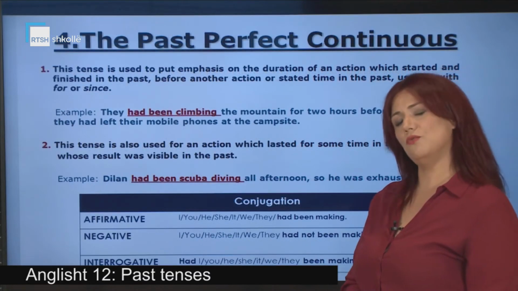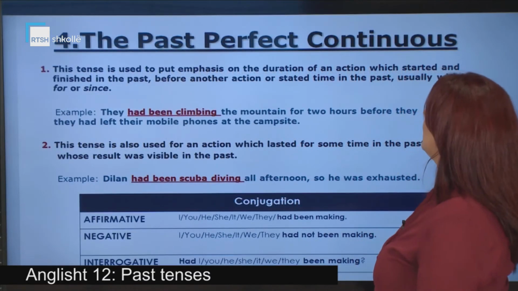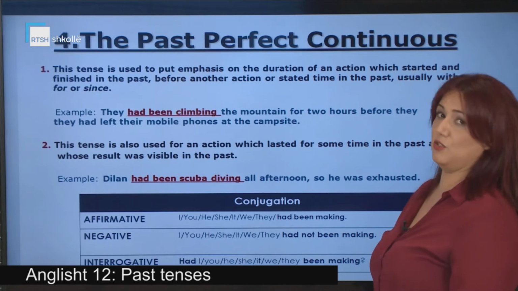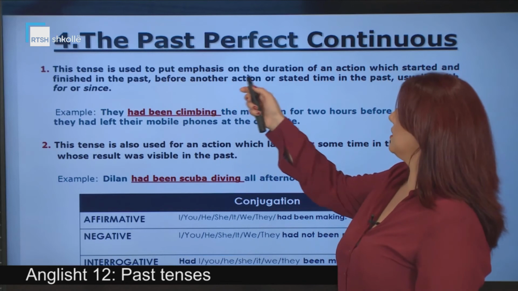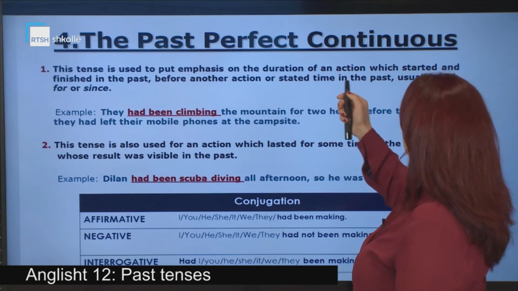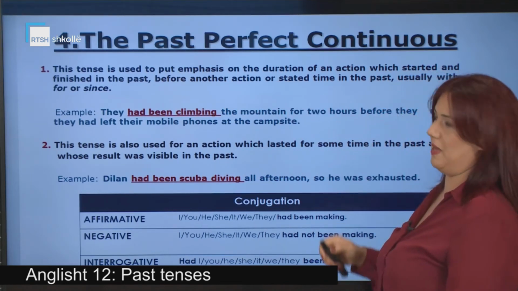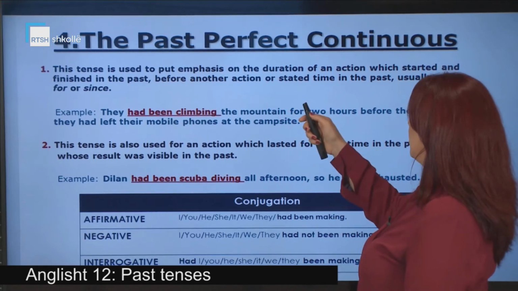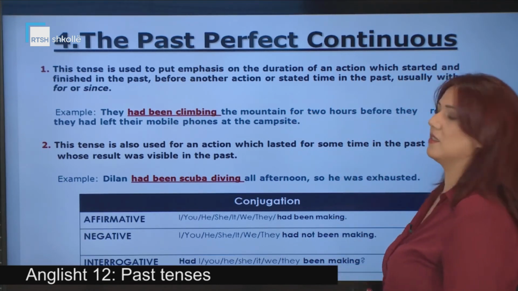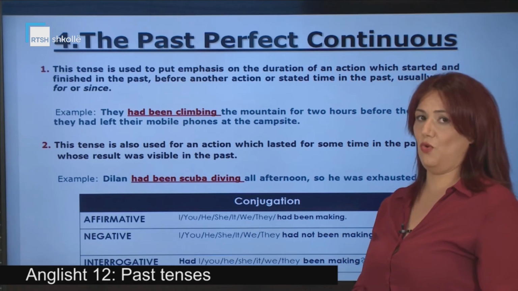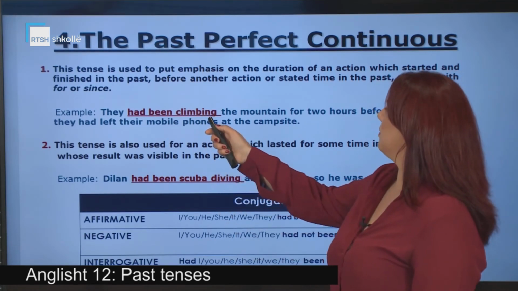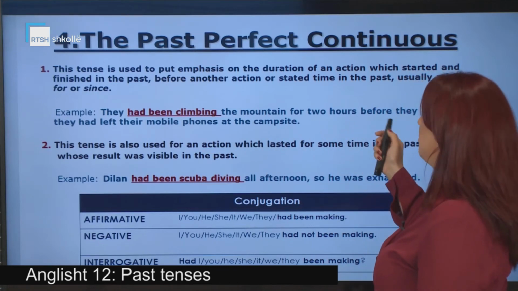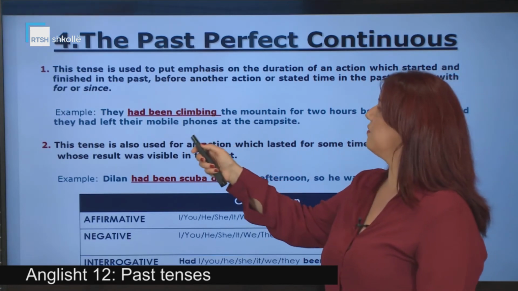The last and fourth verb tense is the past perfect continuous. It has two main uses. The first one is to put emphasis on the duration of an action which started and finished in the past before another action or stated time in the past, usually with the words for and since. For example, they had been climbing the mountain for 2 hours before they realized they had left their mobile phones at the campsite.